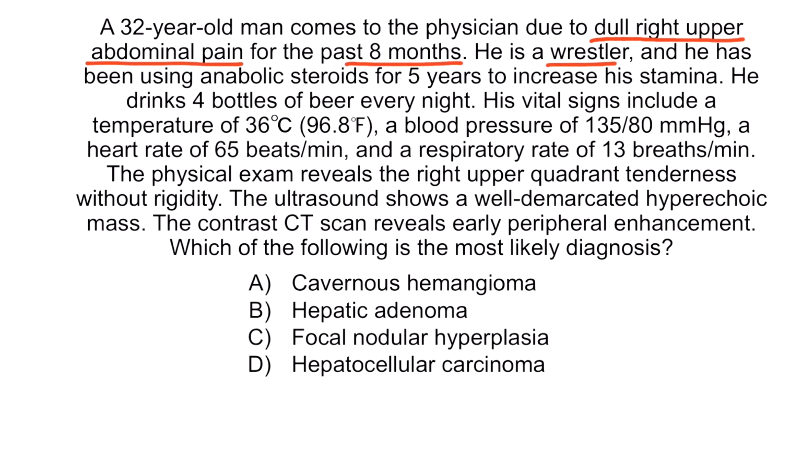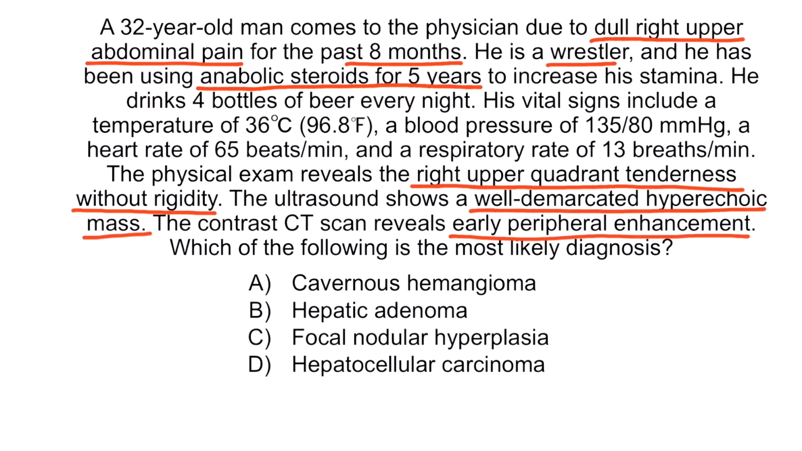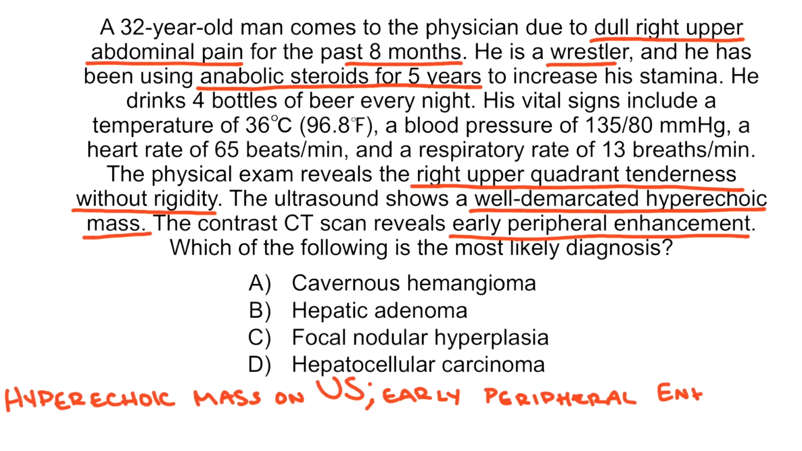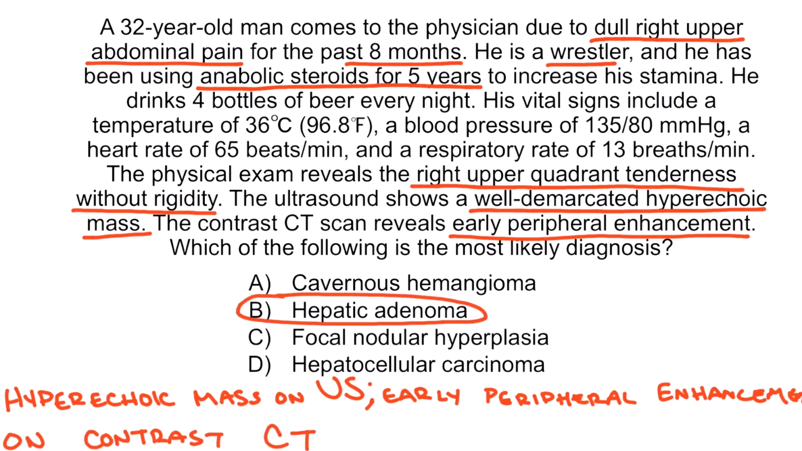This 32-year-old man presents with dull right upper abdominal pain for 8 months. He is a wrestler and has been using anabolic steroids for 5 years to increase his stamina. The physical exam reveals right upper quadrant tenderness without rigidity. The ultrasound shows a well-demarcated hyperechoic mass. The contrast CT scan reveals early peripheral enhancement. This description is consistent with a hepatic adenoma. His hepatic adenoma is likely induced by prolonged use of anabolic steroids. So the correct answer is option B.